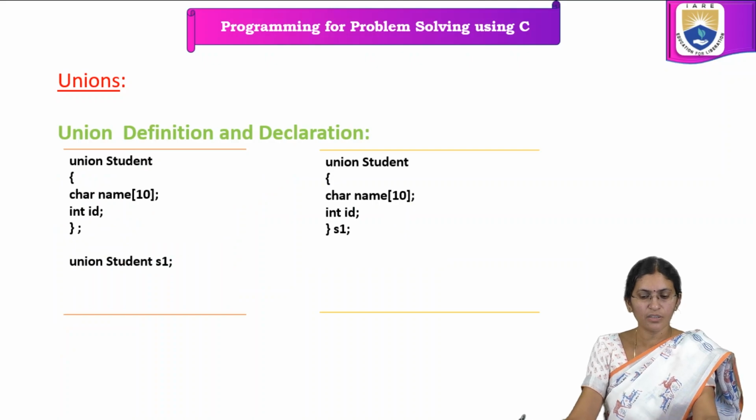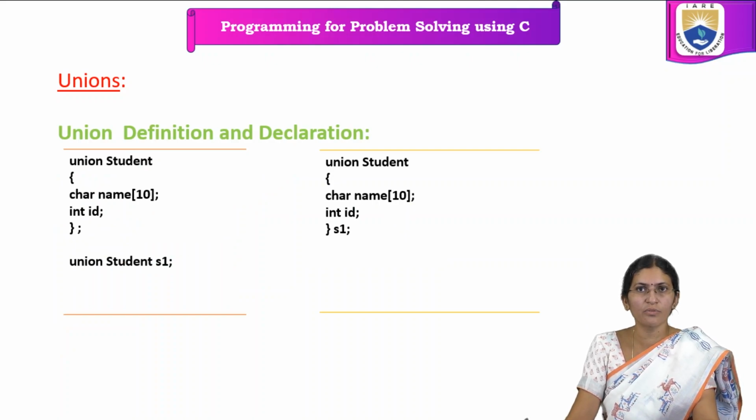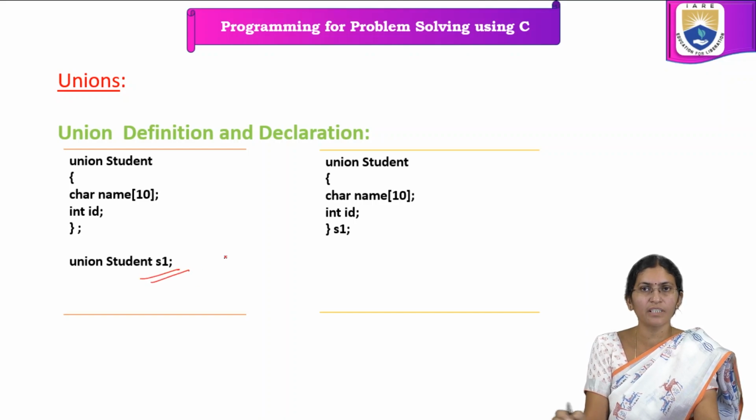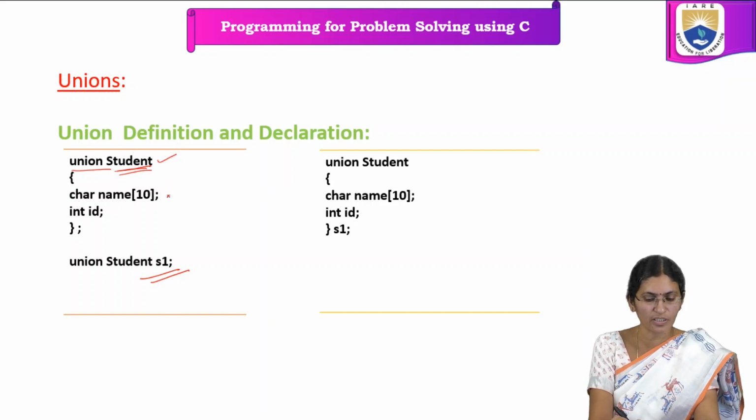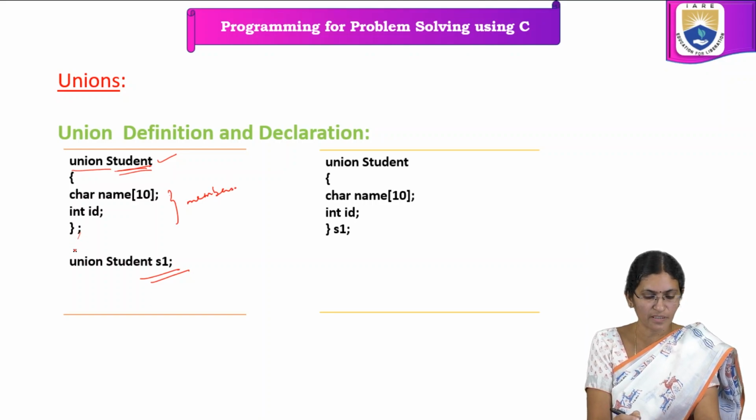Then comes union declaration. We need to declare the variables, and only after declaring the variables is memory for this union allocated. There are two ways we can declare. With the keyword union and then the name of the union, which is student here, in the curly braces we mention the members, followed by the closing curly brace and a semicolon.